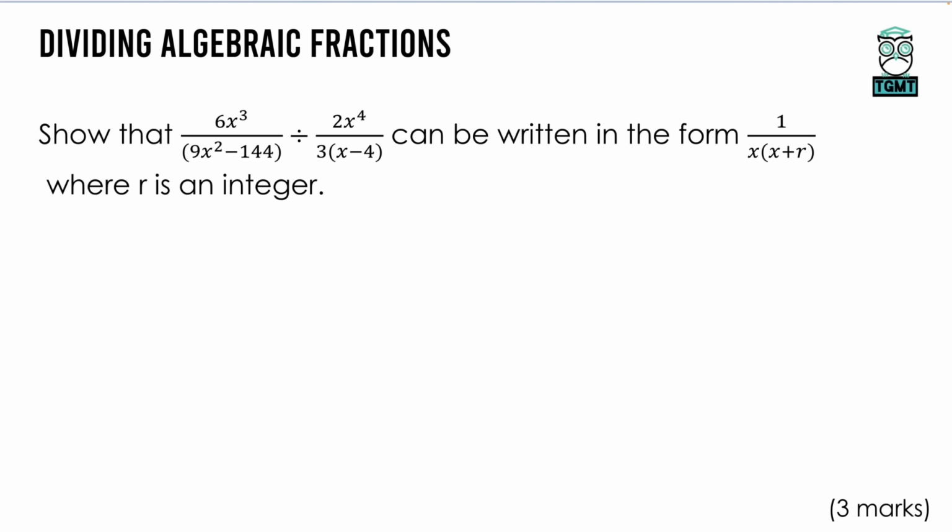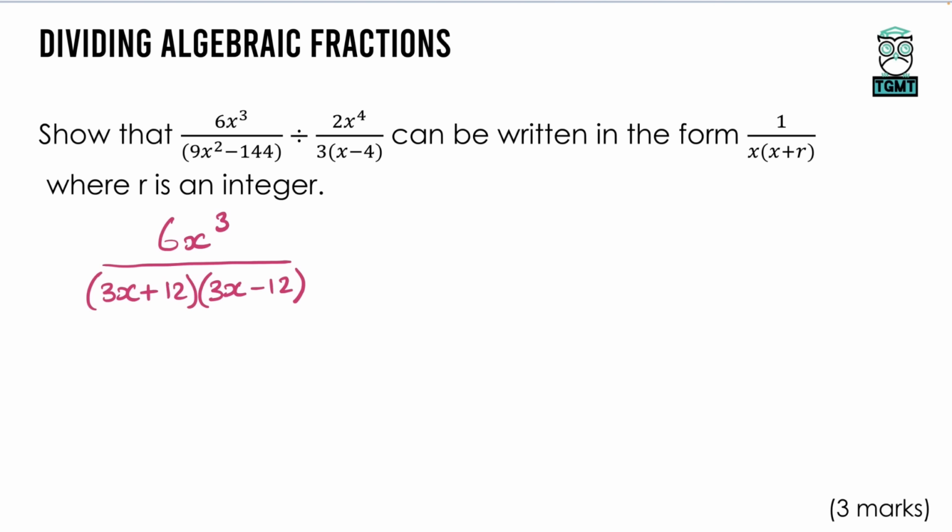But let's have a look at the first fraction. Now the first fraction just has 6x cubed on the top, so that can stay as it is. The denominator here does have a difference of 2 squares. So 9x squared minus 144, 9 and 144 are both square numbers, so that would factorise to 3x plus 12 and 3x minus 12. There we go, just the square root of 9 and the square root of 144 in those replicated brackets where one's a plus and one's a minus.